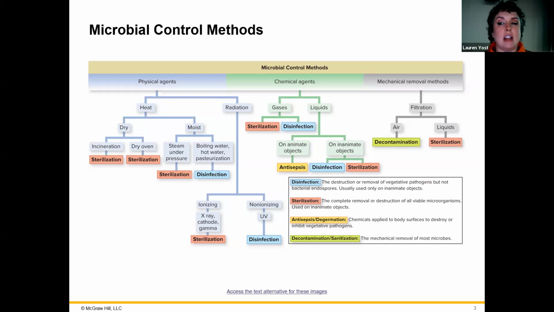So heat, radiation, and filtration are our major groups of our physical agents for microbial control. There's other ones, like using cold or desiccation, or using salt, which would be osmotic pressure, things like that that are used for preserving things. That isn't on this chart, but you still should be aware of it, and this is a great breakdown of the major points.